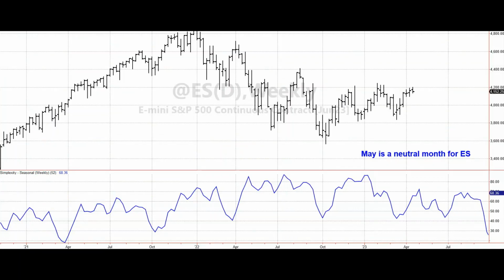And finally, here's the seasonal chart for the S&P E-minis. Now I say May here is a neutral month for the E-minis. What that means is it just doesn't rank in the top 3 bullish or bearish. So therefore I'm considering it neutral according to the back-tested stats on it.